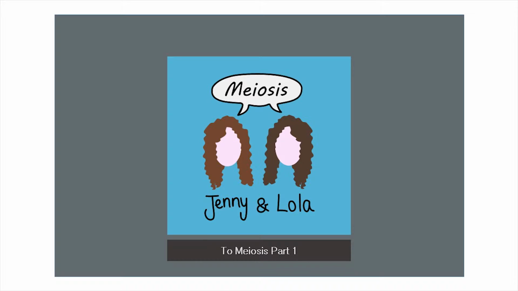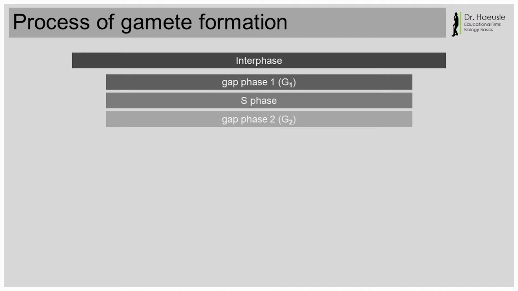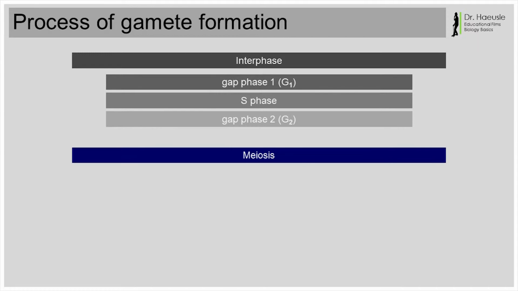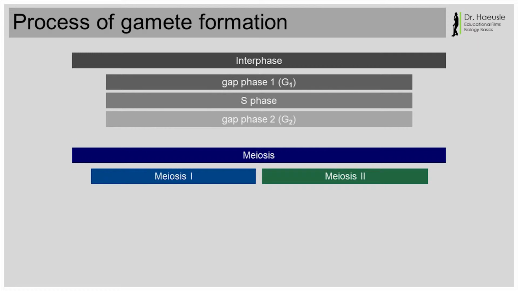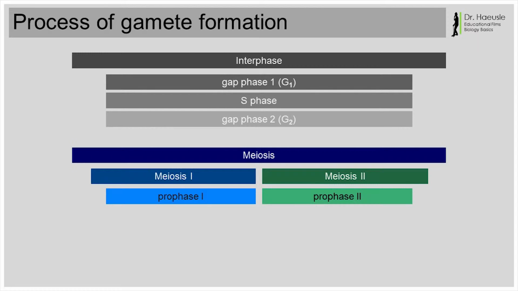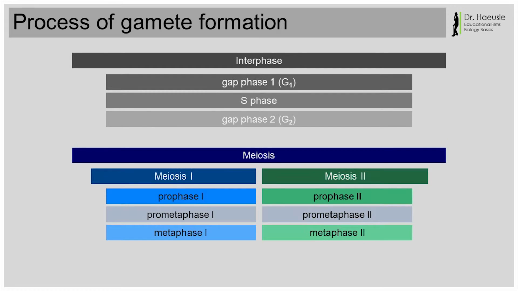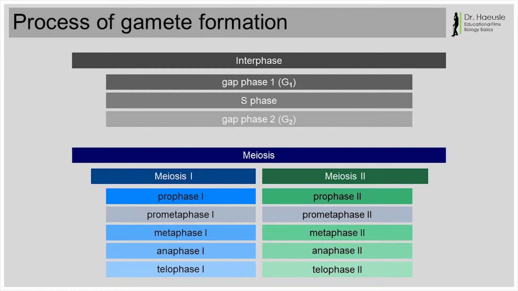In the last video, we explained the basic terms that you need in order to understand meiosis. After going through interphase, the germ cell can now start meiosis 1. What's meiosis 1? Meiosis can roughly be divided into meiosis 1 and meiosis 2. During both stages, the cell goes through the phases you know from mitosis: prophase, prometaphase, metaphase, anaphase, and telophase. The outcome, however, is very different from mitosis.